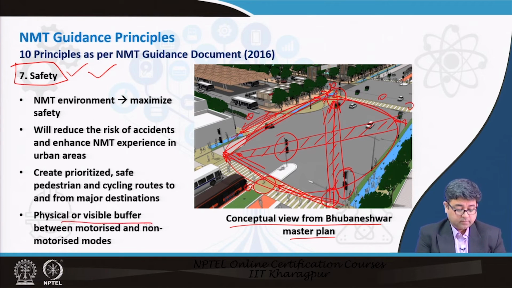Physical or visible buffer between motorized and non-motorized vehicles, right? Any kind of buffer, it may be a tree buffer, or it may be on-street parking that provides a buffer. Such buffers also help the movement of non-motorized users. Okay.